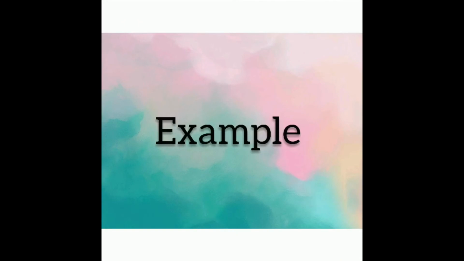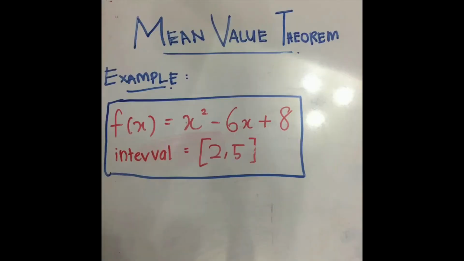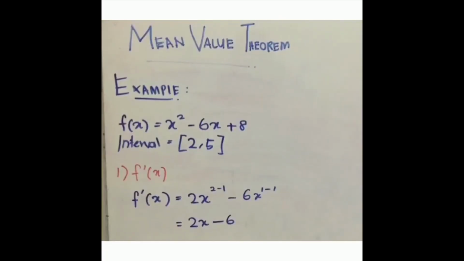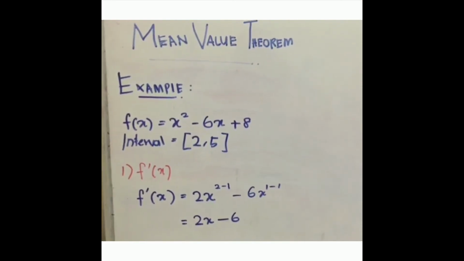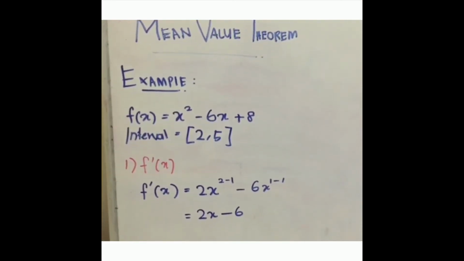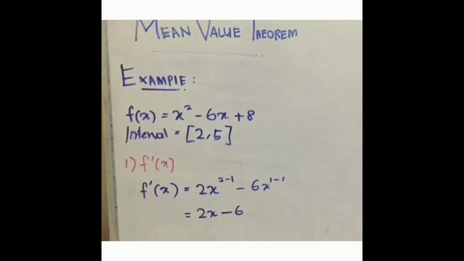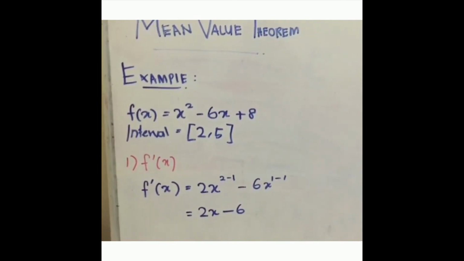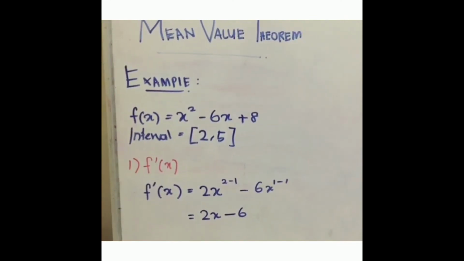Now, let's look at the example. Given that f(x) is equal to x squared minus 6x plus 8 and the interval is 2 and 5. The value of c must be in between this interval. The first step is to find the f prime x. So in this example, the f prime x is equal to 2x minus 6.